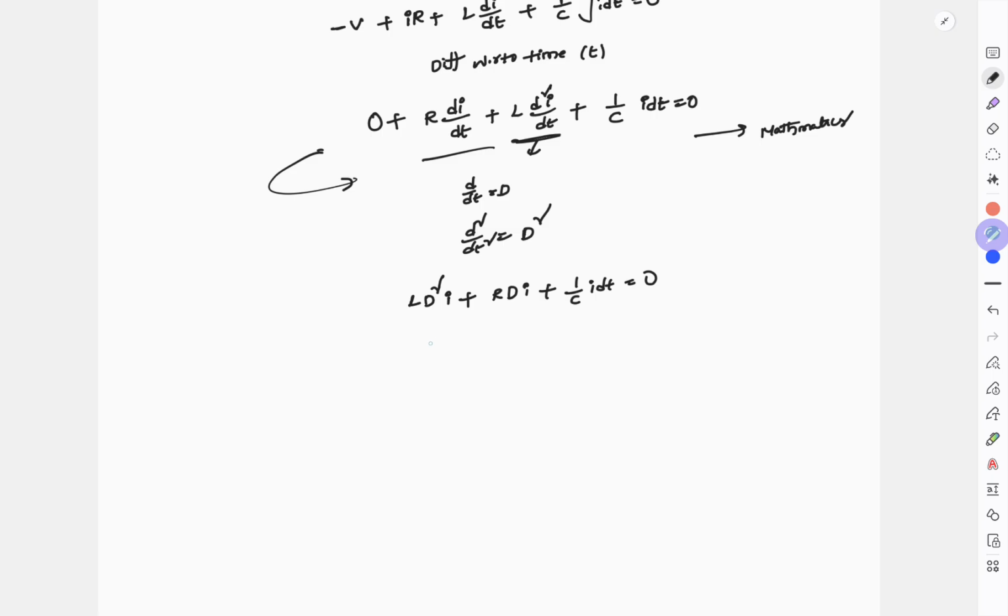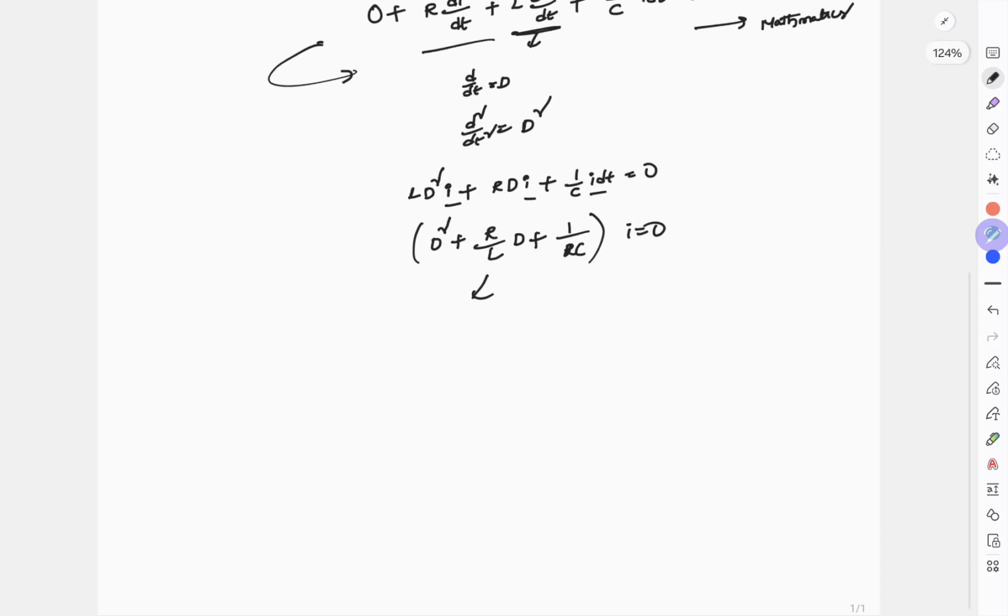Just take i common, and L also taking common: D square plus R by L into D plus 1 by LC, into i equal to 0. You got this expression, right? This is one term, this is one term.